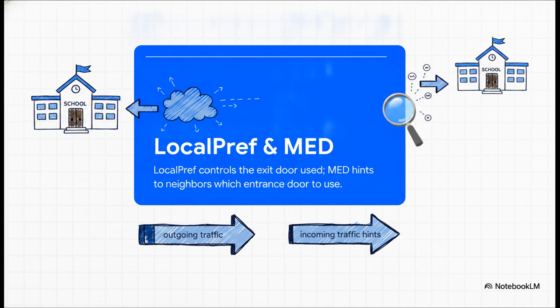So how do we actually control that flow? Schools use a really strict rule called local pref, or local preference, to pick their absolute favorite exit door to leave their own school. But if they want to kindly ask a neighboring school to use a specific entrance when coming in, they use an attribute called MED. So just remember, local pref controls your outgoing traffic, and MED gives little hints to your neighbors about your incoming traffic.